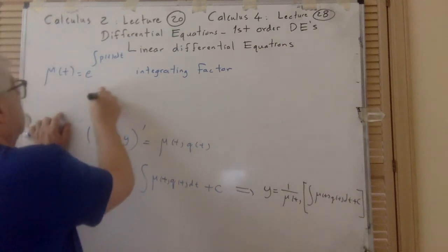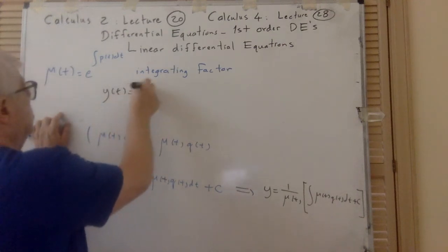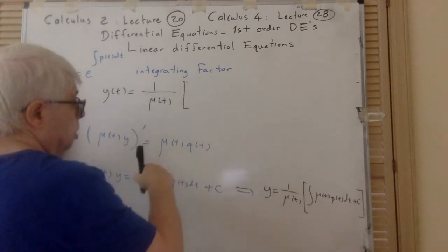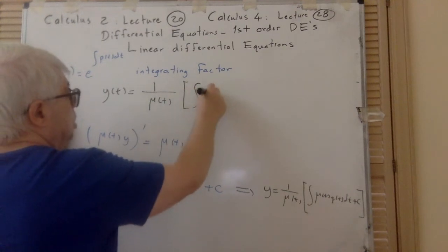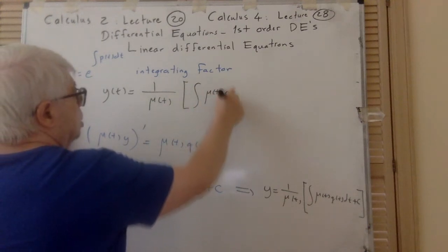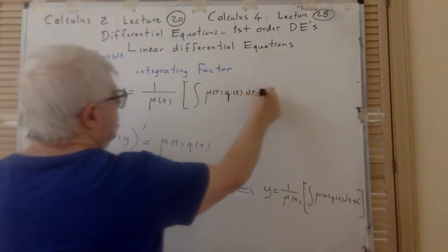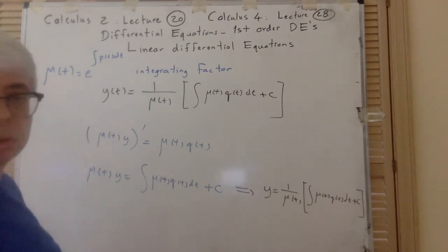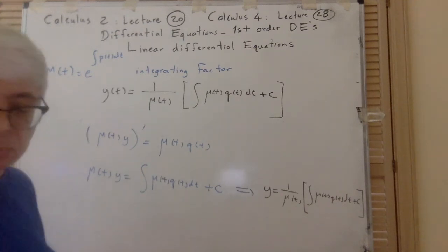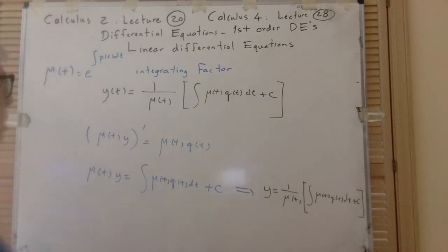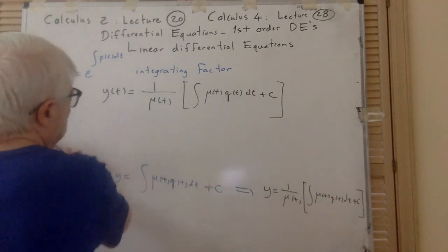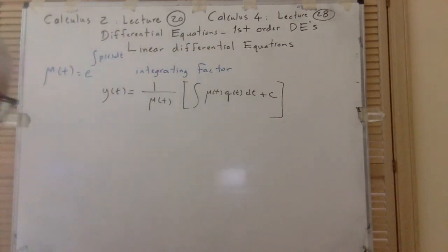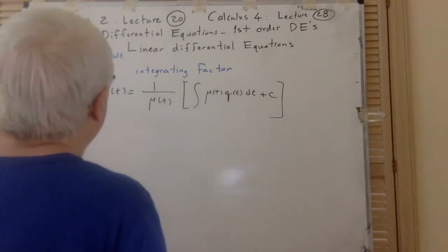So y of t will be 1 over mu t, bracket, integral mu t q t dt plus constant. Don't forget the constant is inside. Now, when you have a constant, if you are given an initial condition, then you can find the constant. So that is a solution to this differential equation. It is a linear equation, at least for calculus students.